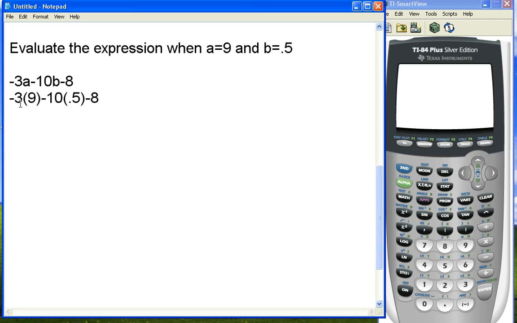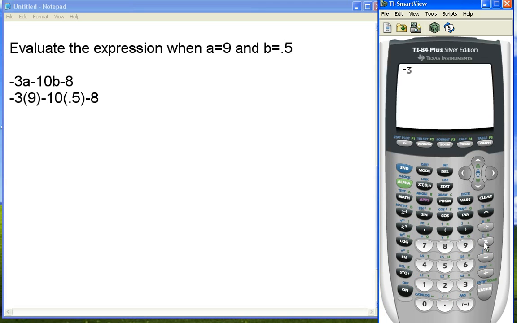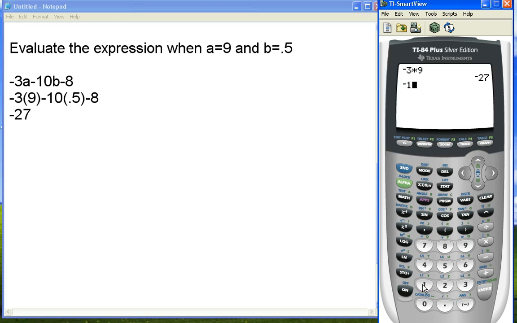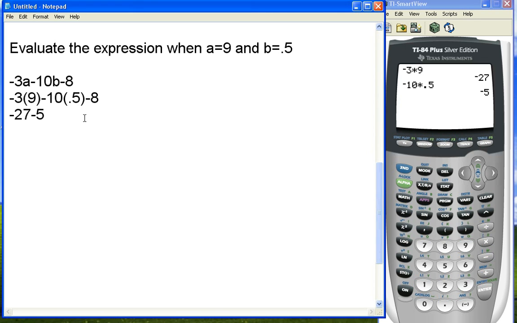Now all I have to do is multiply. Negative 3 times 9. Maybe you're not good with negatives, so negative 3 times 9 is negative 27. So negative 27. This is a negative 10, so negative 10 times a positive 0.5 equals negative 5. So I'm going to put minus 5 right there. If that were a positive 5, I'd put plus 5, but since it's negative, I put a minus. And then I just bring down that minus 8. Just bring it straight down.